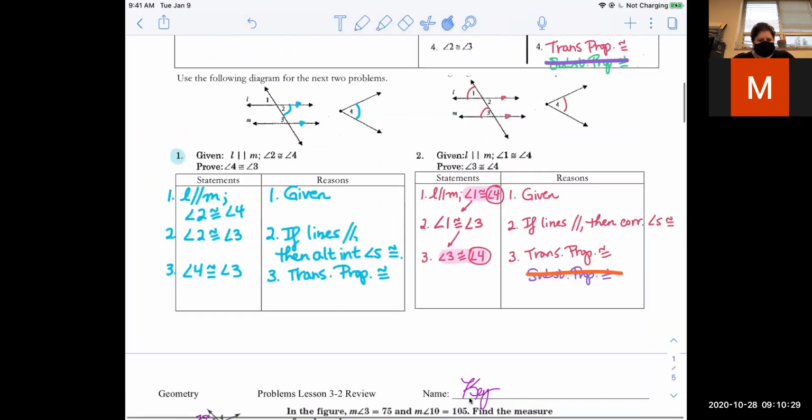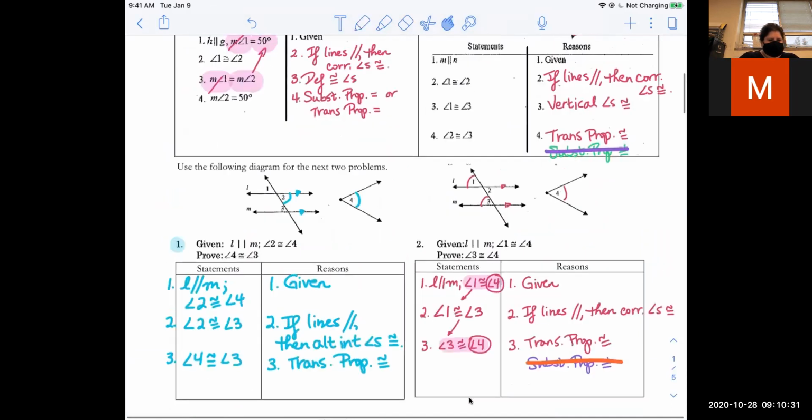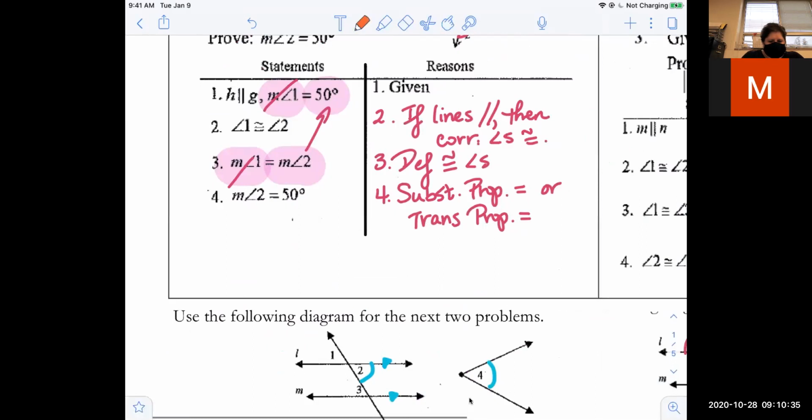So both of those two proofs were transitive. When they're equations, on this one, we could use either. But with the congruence, it has to be transitive.